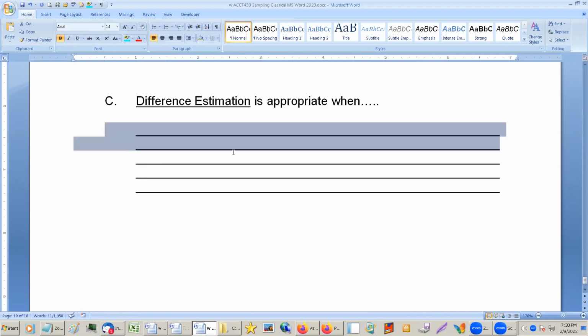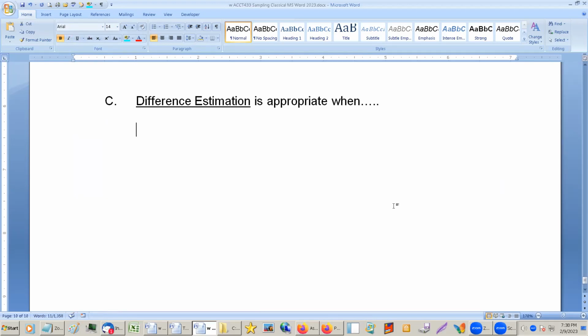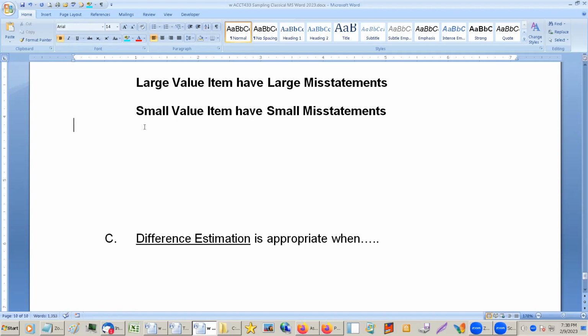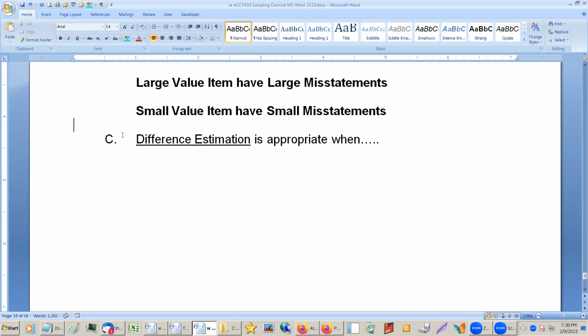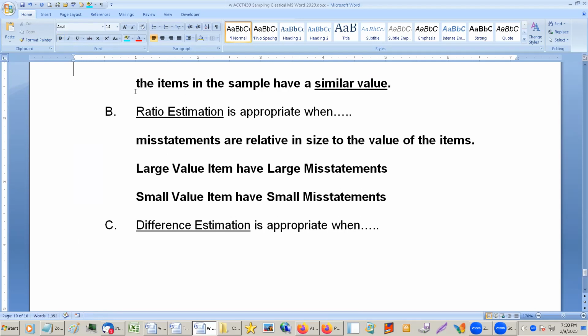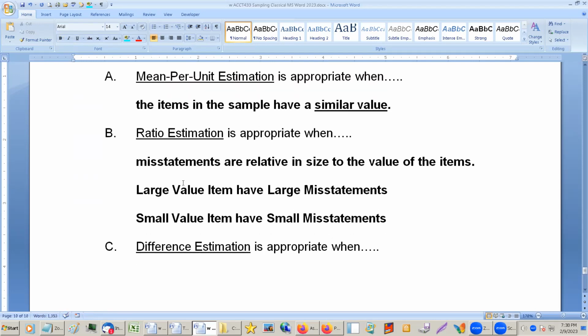Difference estimation. Professor, can you go back? Yeah. Here, let me, actually, I don't know why I'm very generous with the space on this handout for some reason. Thank you. You're welcome.